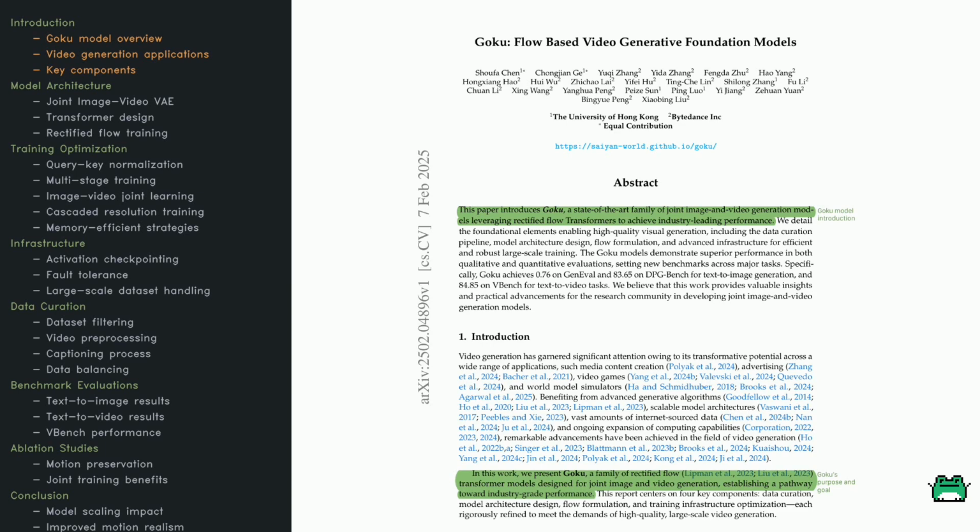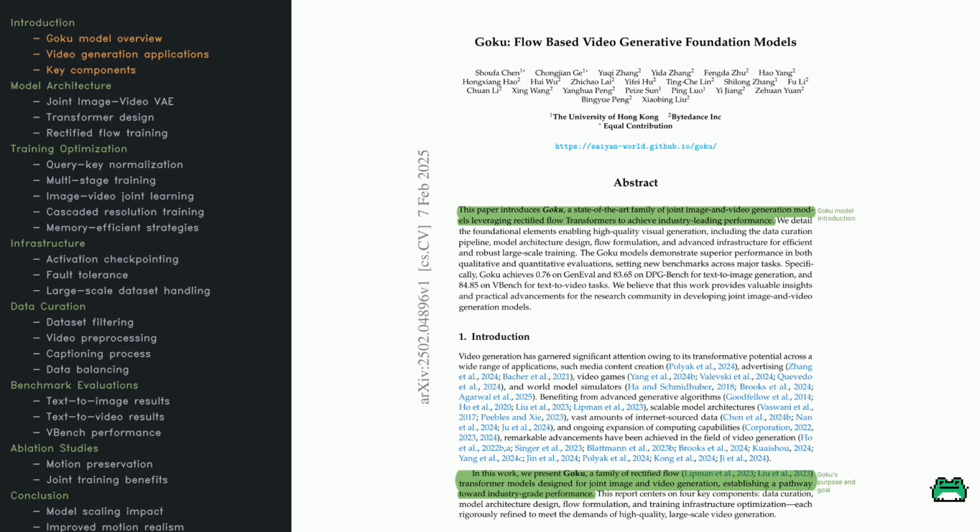The abstract lays out 4 key ingredients that make Goku work: a data pipeline, model architecture, flow-based formulation, and large-scale training infrastructure. These elements allow Goku to set new records across several benchmarks. For example, it scores 0.76 on GenEval, 83.65 on DPG bench for text-to-image generation, and 84.85 on VBench for text-to-video. Numbers like these suggest that the model is performing at the cutting edge.